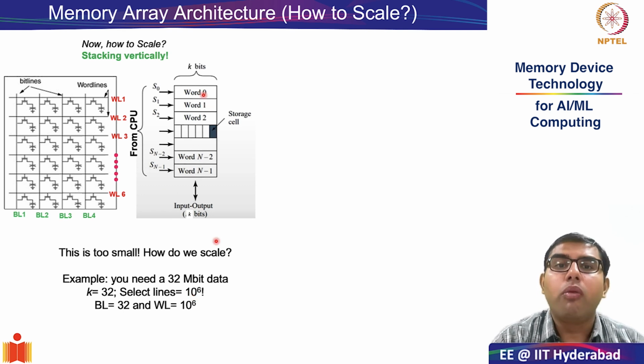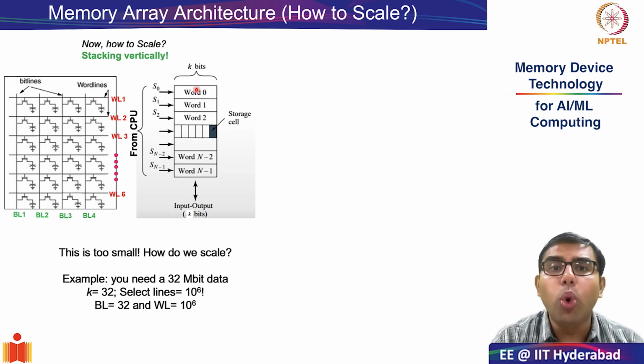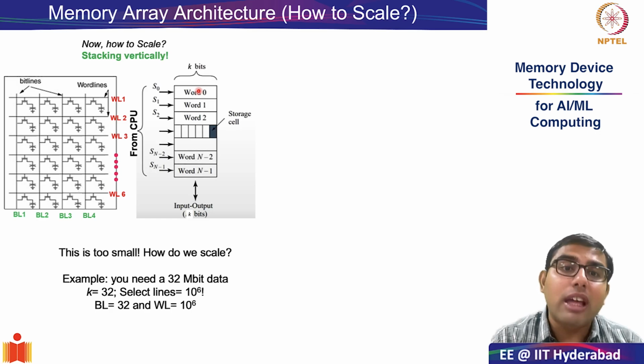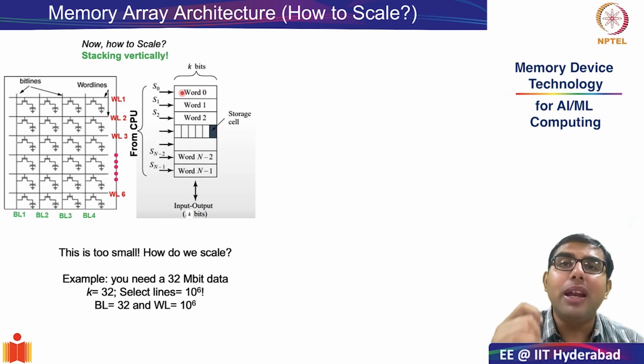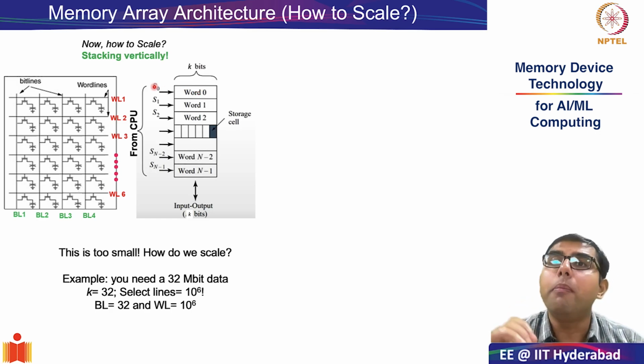That means from word 0 to word 1 right up to word 1 million is stacked vertically. Each word, as you can see, will have K bits, and that is the word length, and the number of select lines will be equal to the number of words. Each select line will be mapped to one word. So just like there are a million words, there will be a million select lines.